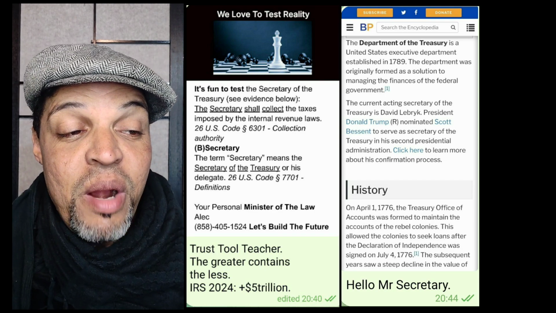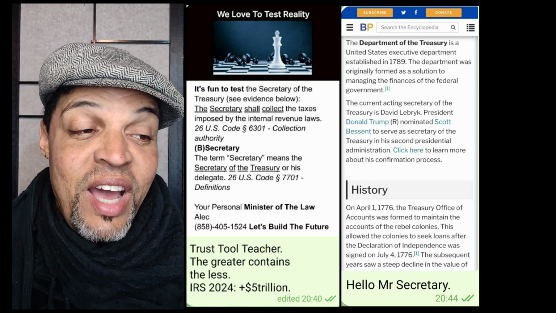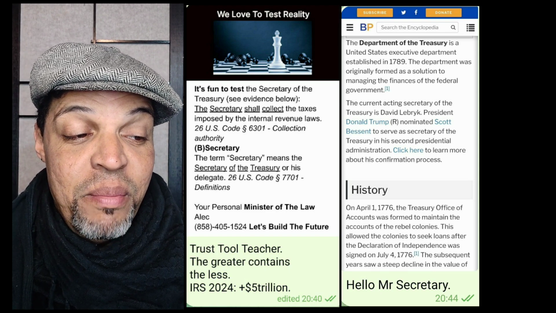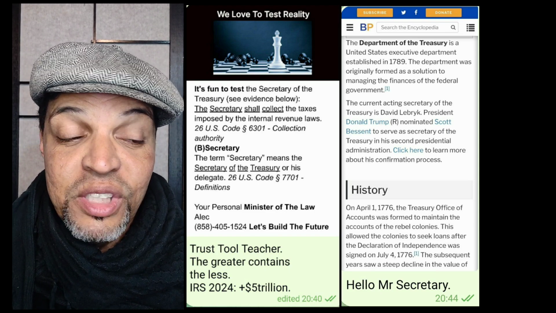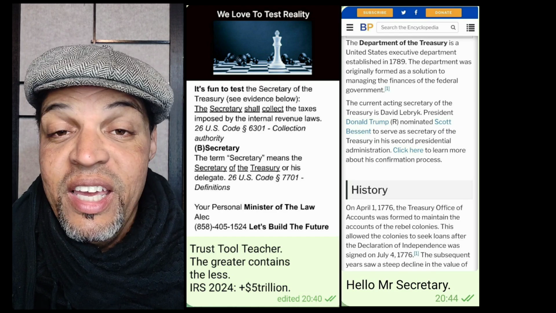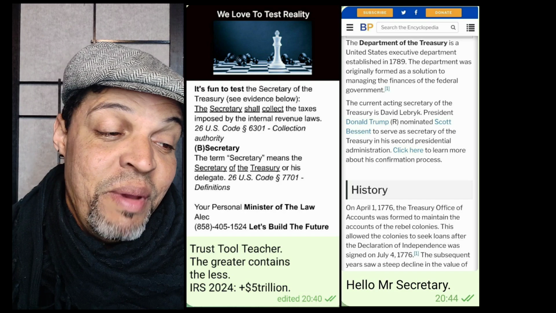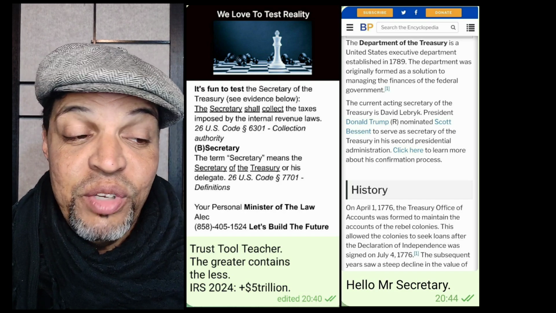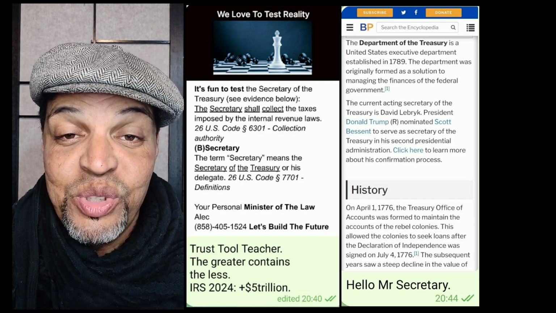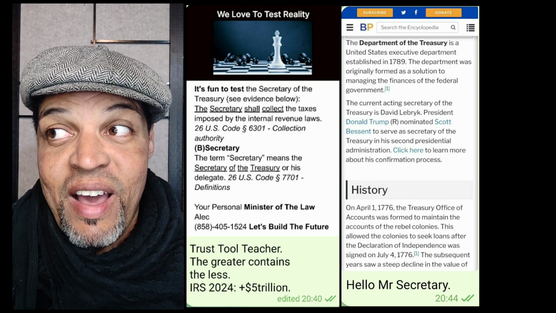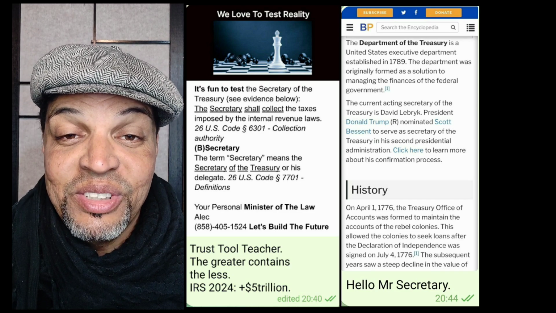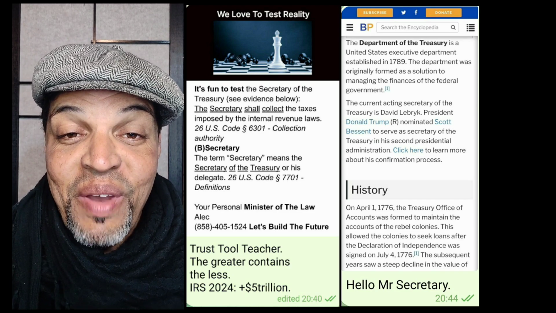The Department of the Treasury is a United States executive department, which means it falls under the jurisdiction of we the people, and I have all political power. Also put this dollar sign in your back pocket: the IRS in 2024 collected more than $5 trillion. Think about how that money is being managed and administered, and ask yourself, are you happy?